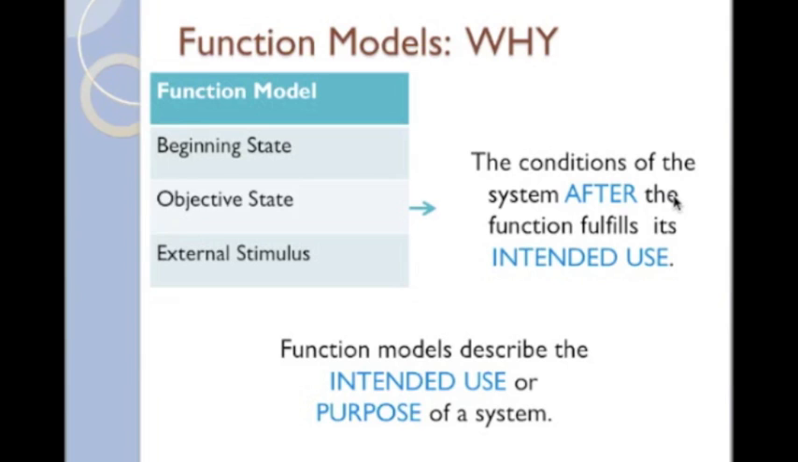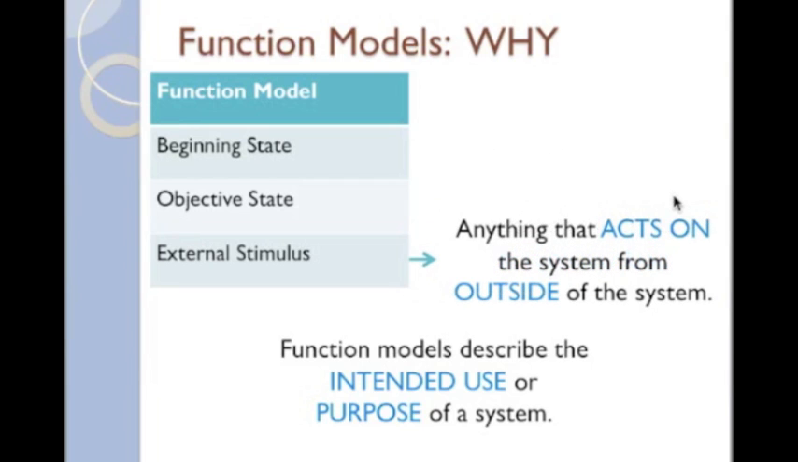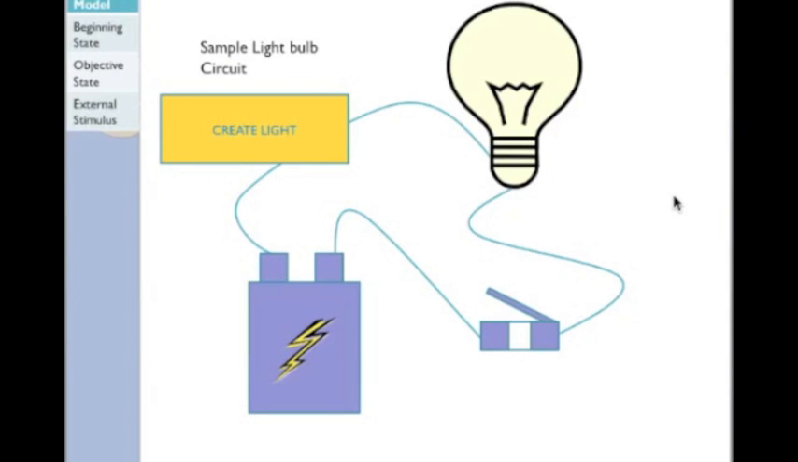Both the beginning and objective states are described in terms of the properties, values, and connections we saw in the structure model. Finally, function models describe one or more external stimuli which act on the system from outside of the system to help accomplish the function. Think of the function as why the system exists. The function of the light bulb circuit system is to create light, shown here in the orange box. We'll use orange boxes to describe functions.